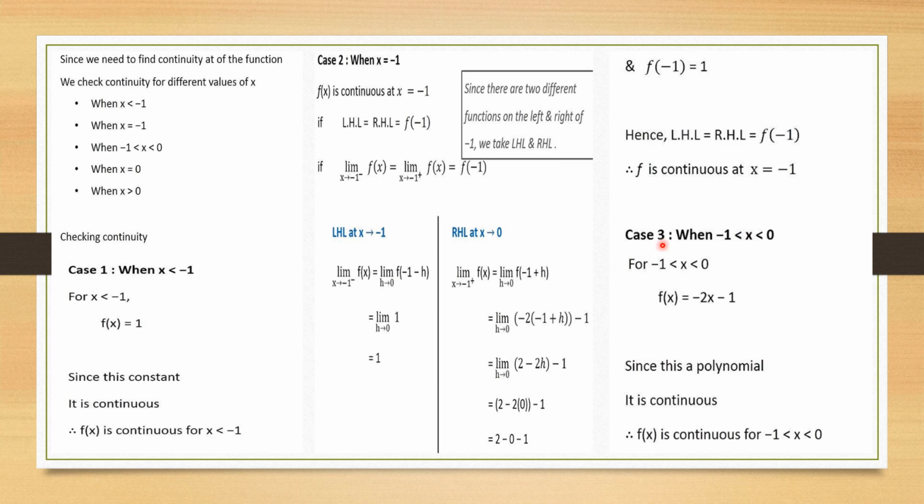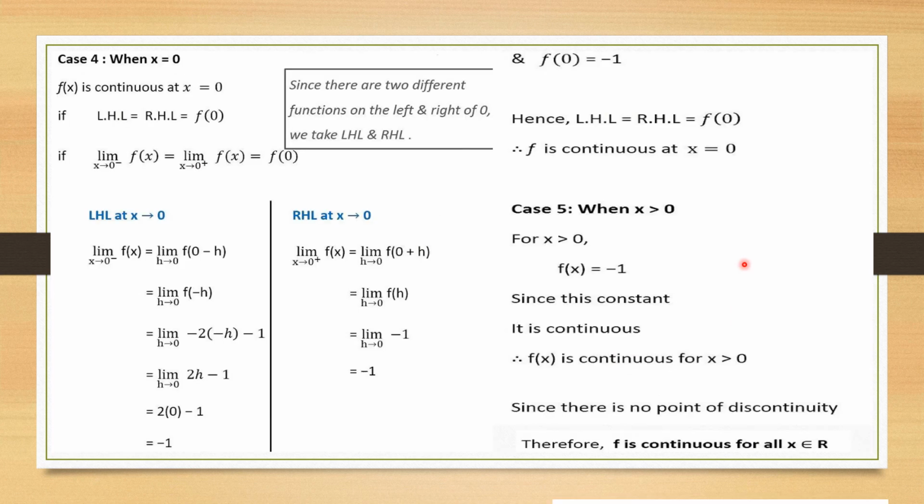Case number 3 is when x is greater than minus 1 but less than 0. The function defined in this range is minus 2x minus 1, which is a linear polynomial, hence everywhere continuous. The fourth case is when x is 0. At x equal to 0, again you have to check the left limit and the right limit. The left limit is minus 1, the right one is minus 1, and f of 0 is minus 1, so the function is continuous. And for x greater than 0, it is again minus 1, a constant function, which is continuous.